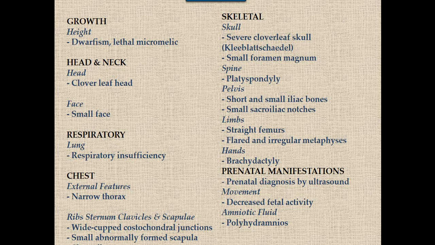Head and neck: cloverleaf head, small face. Lung: respiratory insufficiency. Chest external features: narrow thorax. Ribs, sternum, clavicles, and scapulae: wide cupped costochondral cartilage, small abnormally formed scapulae, and short ribs. Skeletal skull: severe cloverleaf skull, small foramen magnum. Spine: platyspondyly. Pelvis: short and small iliac bones, small sacroiliac notches. Limbs: straight femurs, while flared and irregular metaphyses will be seen more in the case of thanatophoric dysplasia type 1.